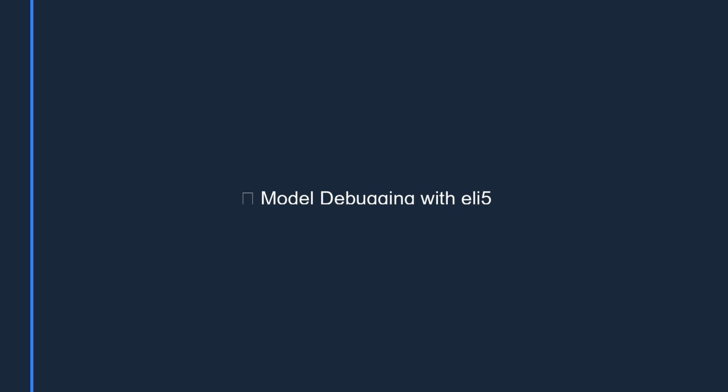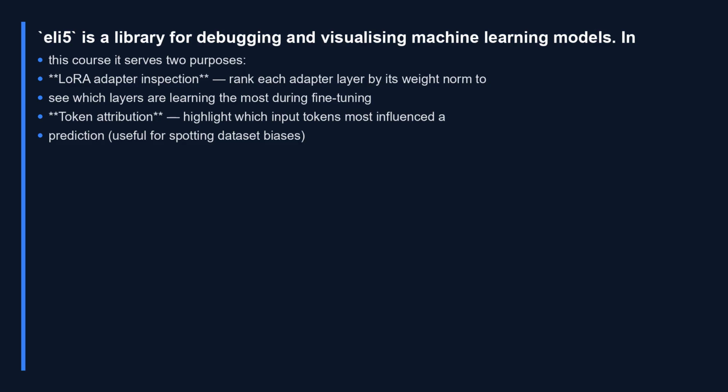Model debugging with ELI5. ELI5 is a library for debugging and visualizing machine learning models. In this course, it serves two purposes: LoRA adapter inspection. Rank each adapter layer by its weight norm to see which layers are learning the most during fine-tuning. Token attribution. Highlight which input tokens most influenced a prediction. Useful for spotting dataset biases.